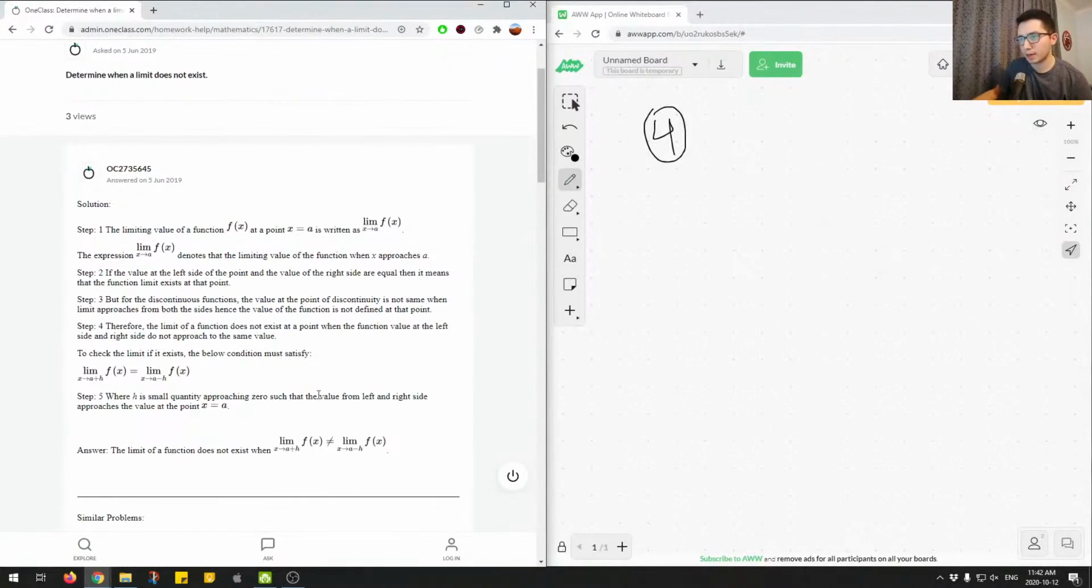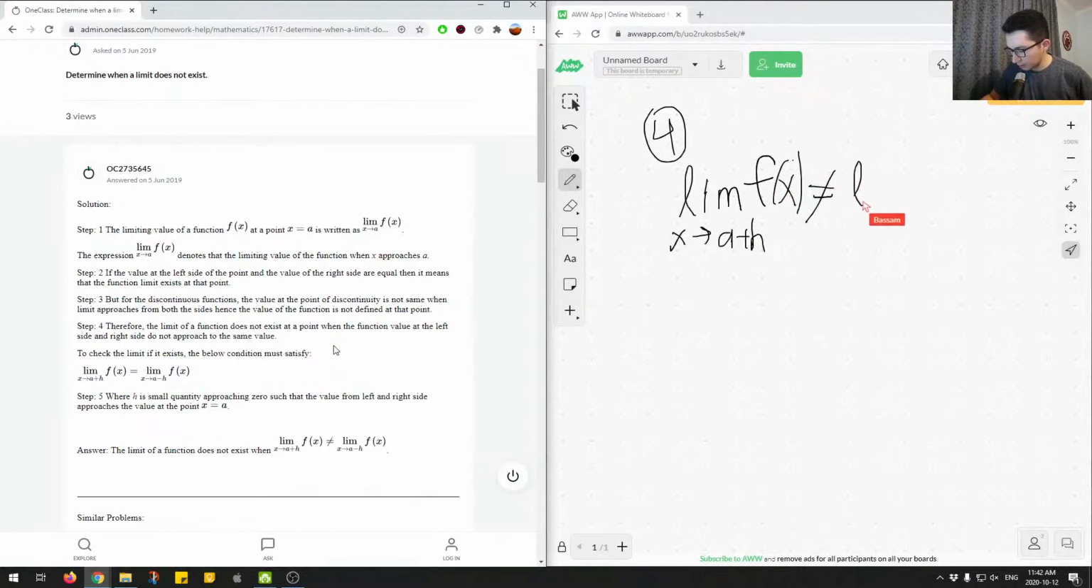So when a limit does not exist, this happens. These are not equivalent. Let's write that out, because that's the main answer for this question. So the limit of f at x as x tends to a plus h, some very small number, does not equal the limit of f at x as x tends to a minus h.